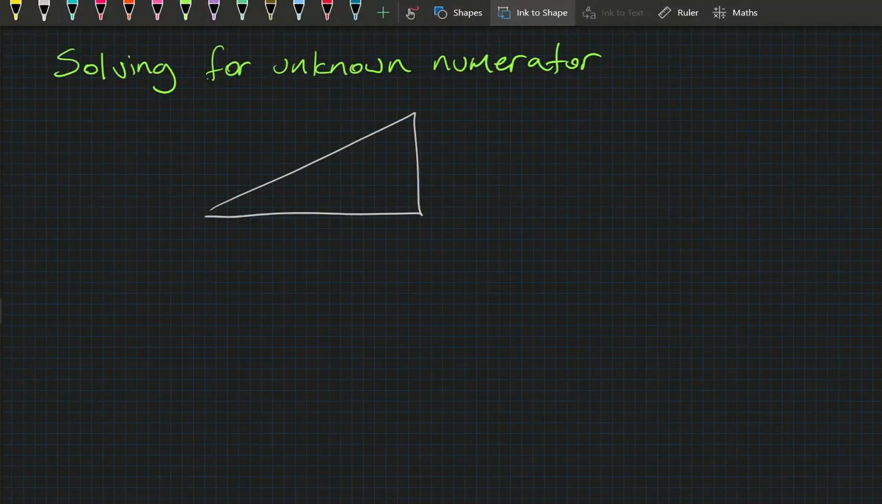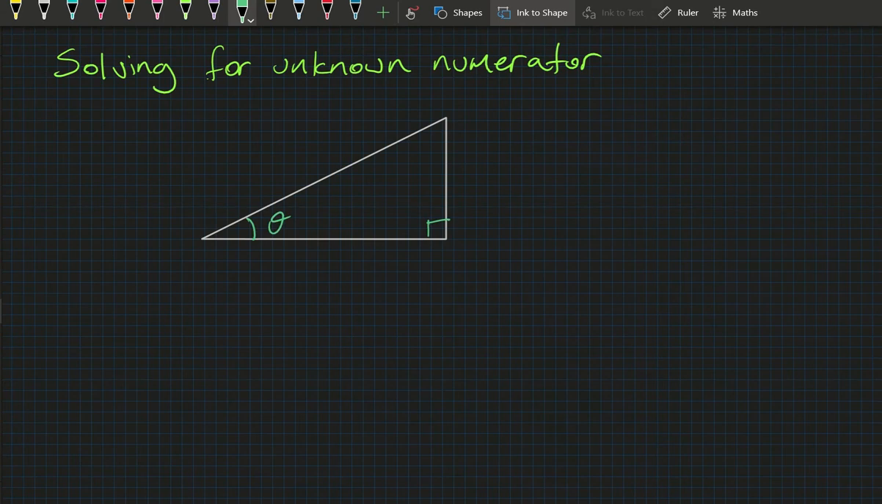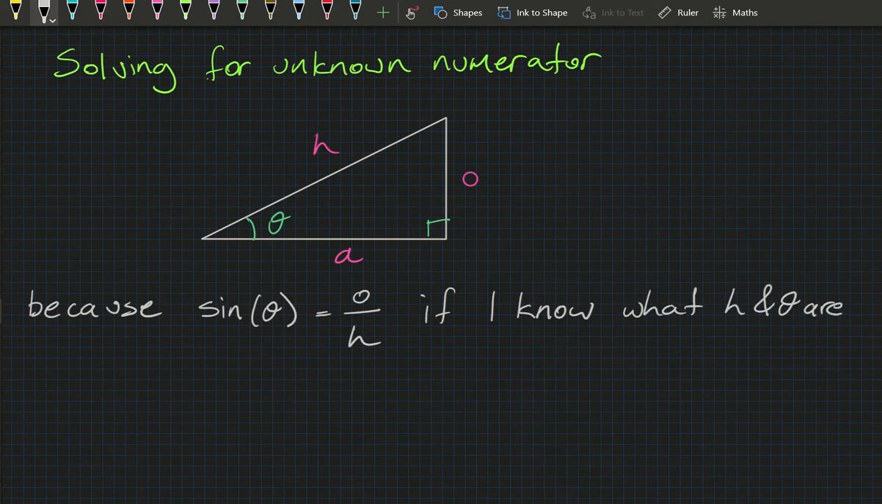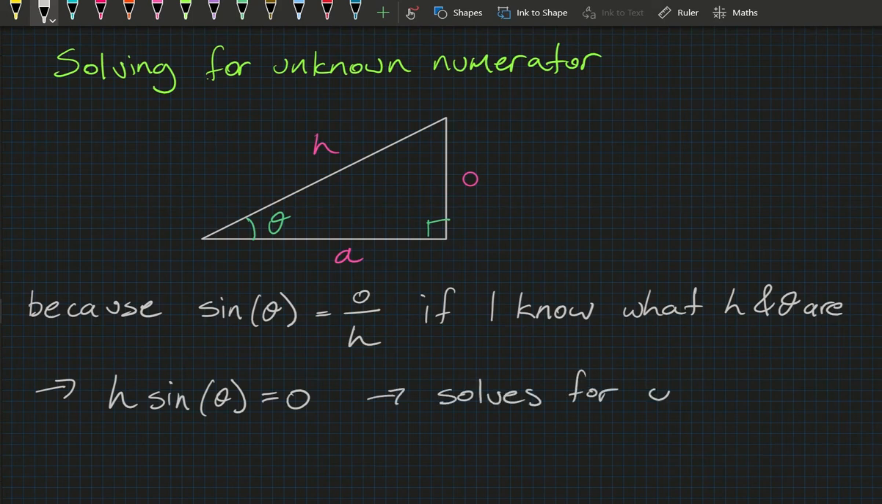For a right angle triangle with angle theta, and we'll mark in the side lengths with the one that's adjacent and opposite to the theta plus hypotenuse. Because sine of theta is equal to the opposite side length divided by the length of the hypotenuse, if I know what the length of the hypotenuse is and what the angle theta is, then h times sine of theta equals the opposite length. And in this way, we can solve for the length of the opposite side.